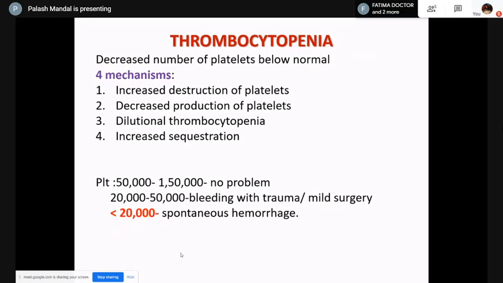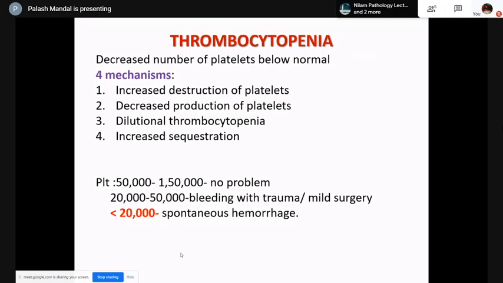Now coming to thrombocytopenia. Thrombocytopenia by definition means decreased number of platelets below the normal level. We know the normal level of platelets is 1.5 to 4 lakhs per cubic millimeter or per microliter. So that is the normal range of platelets. We call it a biological reference interval, and whenever the platelet levels go below that range, we call it thrombocytopenia.